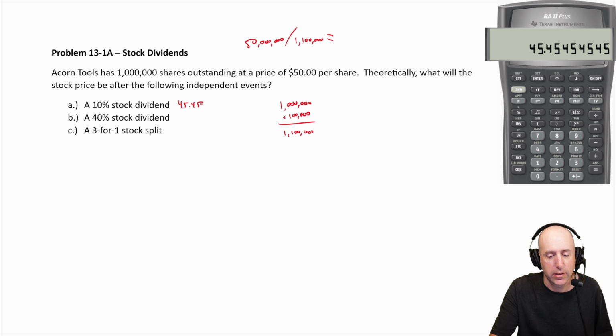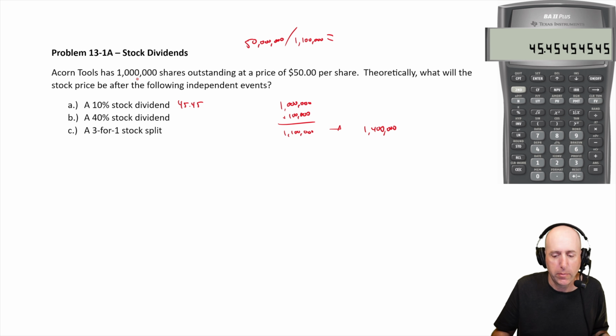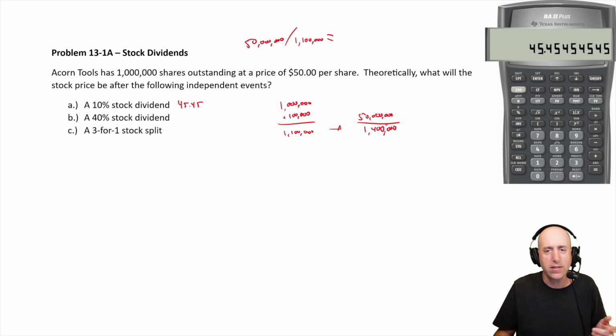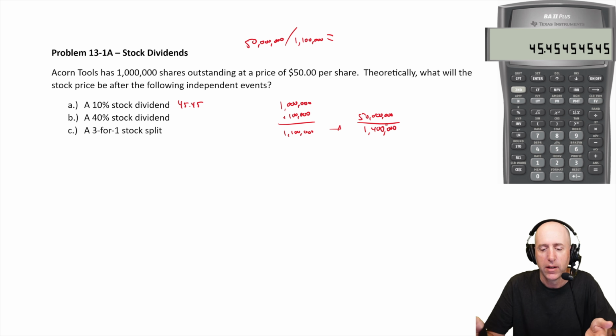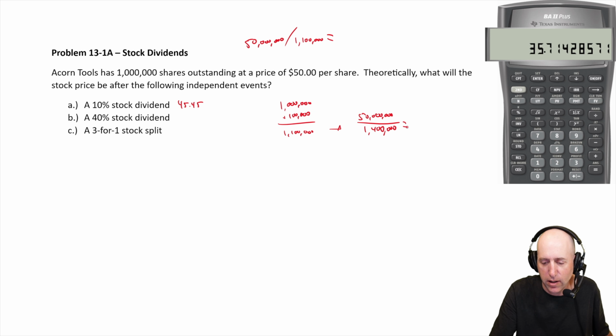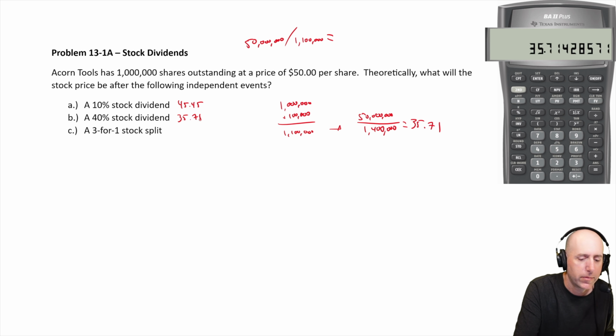What about a 40% stock dividend? Okay, well now, rather than 1.1 million, we have 1.4 million, right? We go from 1 million, 40% is 400,000, so 1 million plus 400,000, 1.4 million. We still have a $50 million company though. Our company is the exact same company today as it was yesterday. We have no new money, no new nothing. So we have a $50 million company, and now we have 1.4 million shares outstanding. So the price per share is $35.71. That's the value per share.